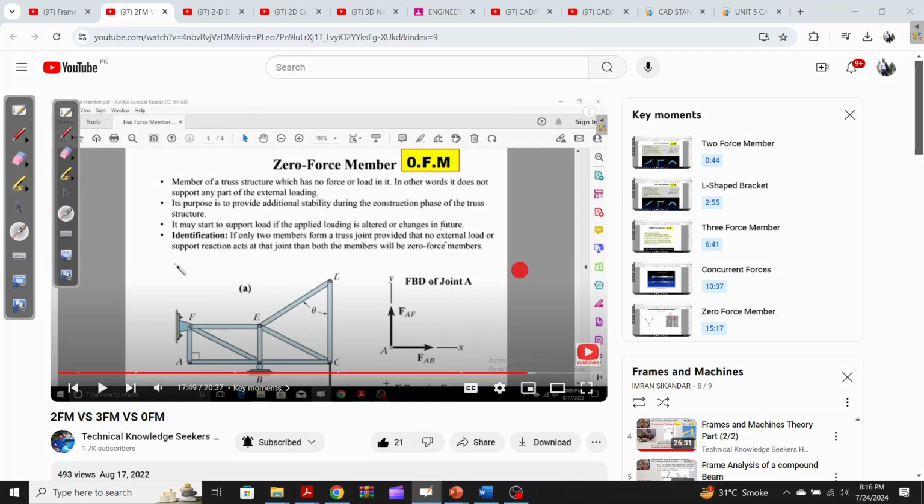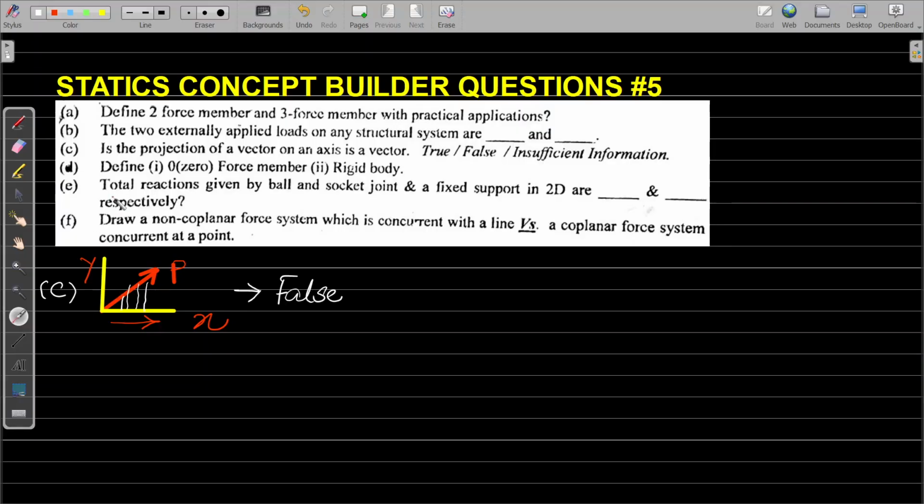Okay, so this is being explained in this way, and again he says that the total reactions given by a ball and socket joint and a fixed support in 2D are dash and dash. For what is called number E, this is number E.